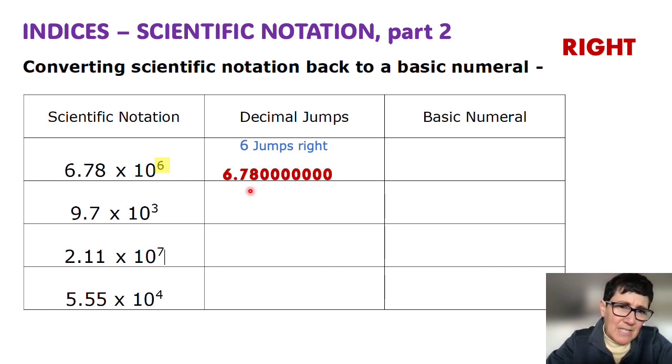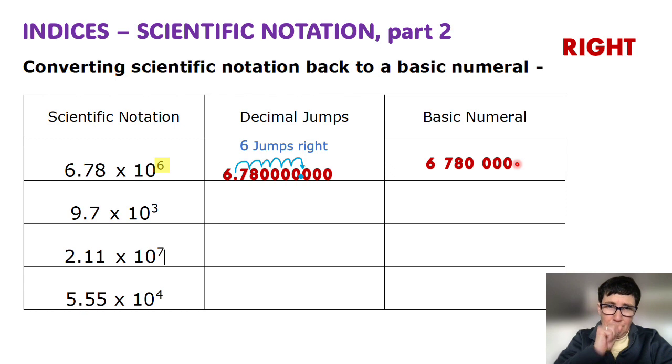So I've got my 6.78. I've put a heap of zeros after this, so when I jump, I can jump over digits. And here we go, 6 jumps to the right. 1, 2, 3, 4, 5, 6. And I'm going to move my decimal place there. So I'm going to write it now like this, 6,780,000. The decimal place would be right here. Oh, excuse me. Be really careful. People like to leave 2 decimal places, and that's wrong. The decimal place, once we've moved it, is at the end.